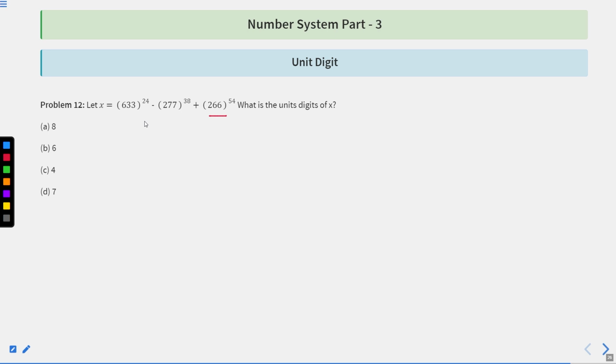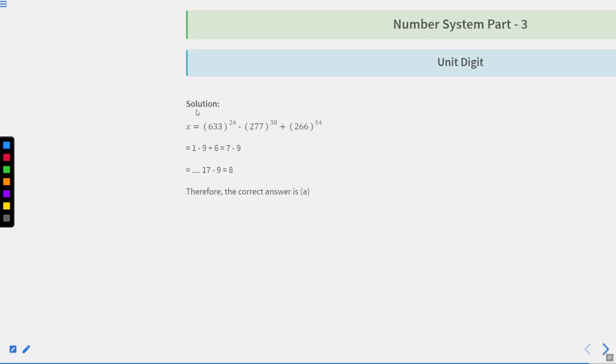So again, we will break down the problem into smaller parts. You first find out the unit digit in this number. Secondly, you find out the unit digit in this number. And last, calculate the unit digit in this number. Once you have that, it's very easy to compute.